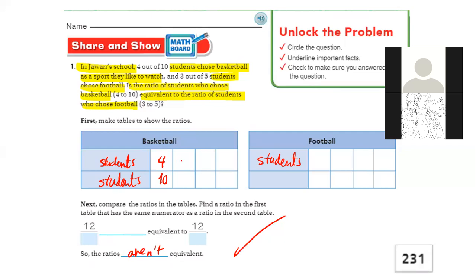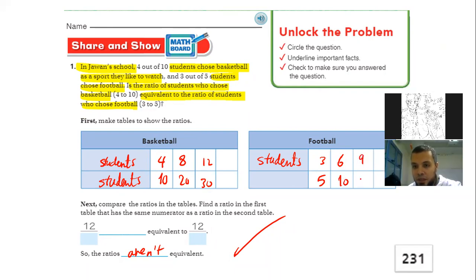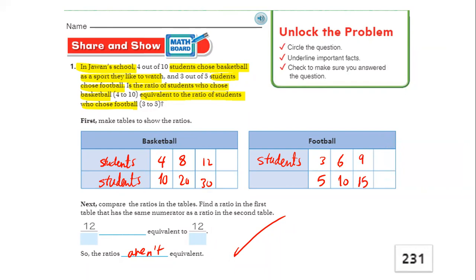Multiply here by 2, so 8/20, multiply by 3, 12/30. And here 3 out of 5, so 3 multiplied by 2 equals 6, and 5 multiplied by 2 equals 10, multiply by 3 equals 9, and here 15, multiplied by 4, 12/20, and here 12/30. How can you compare 12/30 and 12/20? 12/30 is not equivalent to 12/20. Good job, you are smart and understood this lesson.